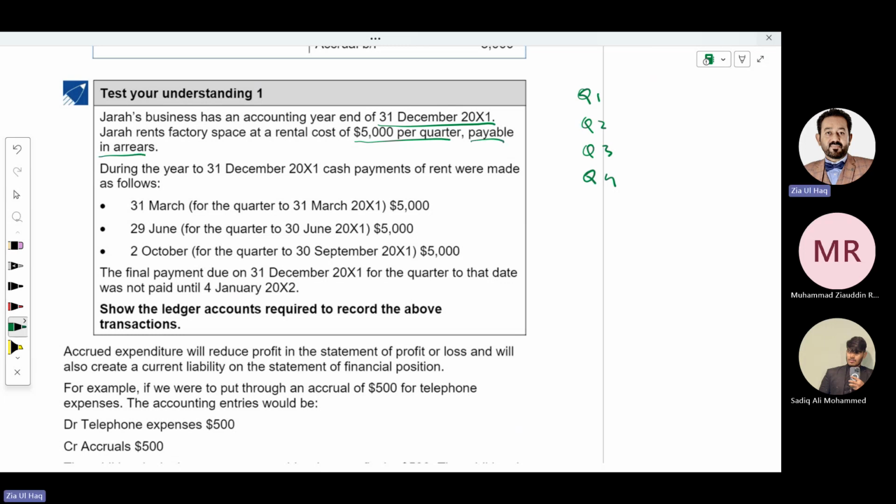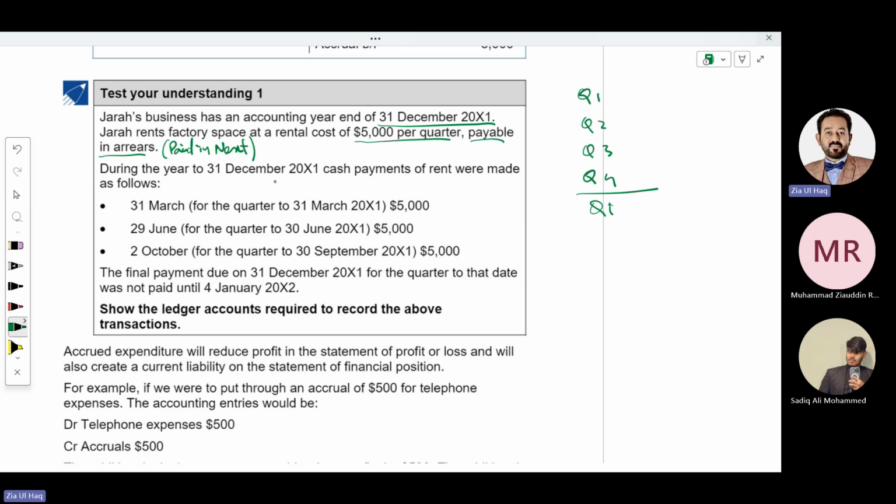Payable in arrears. In arrears mean will be paid in next. Mean for the current period will be paid in next period. Mean for quarter 1 rent will be paid in quarter 2. Quarter 2 will be paid in quarter 3 and quarter 3 will be paid in quarter 4 and the rent for quarter 4 will be paid in next year quarter one.